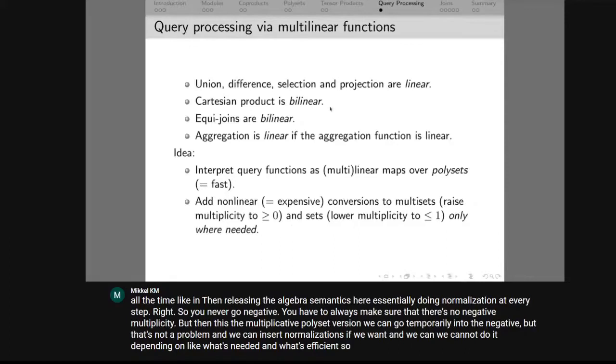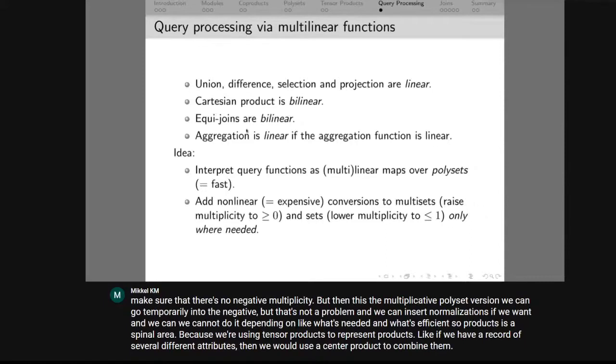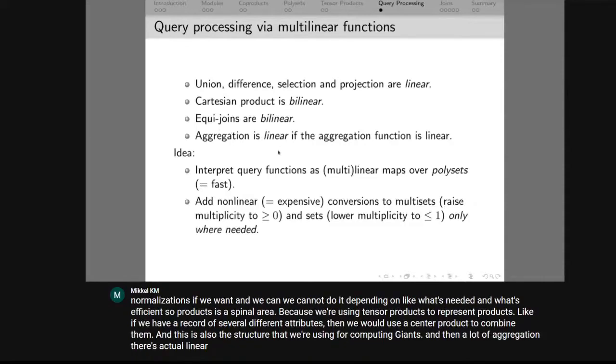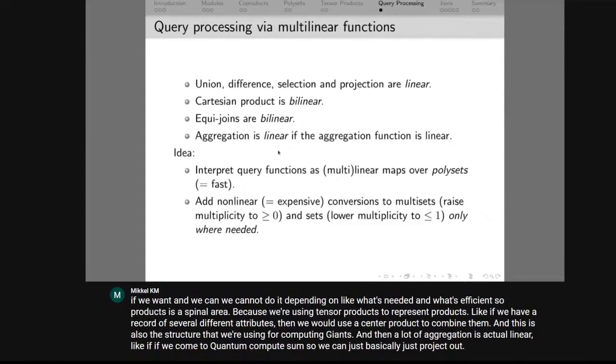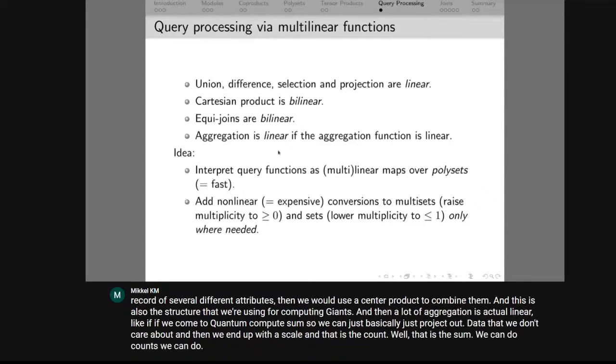Product is bilinear because we're using tensor products to represent products. If we have a record of several different attributes, then we would use a tensor product to combine them. This is also the structure that we're using for computing joins. And then a lot of aggregation is actually linear. If we want to compute sums, we can project out data that we don't care about, and then we end up with a scalar, and that is the sum. We can do counts, we can do filtering, and so on, various operations.